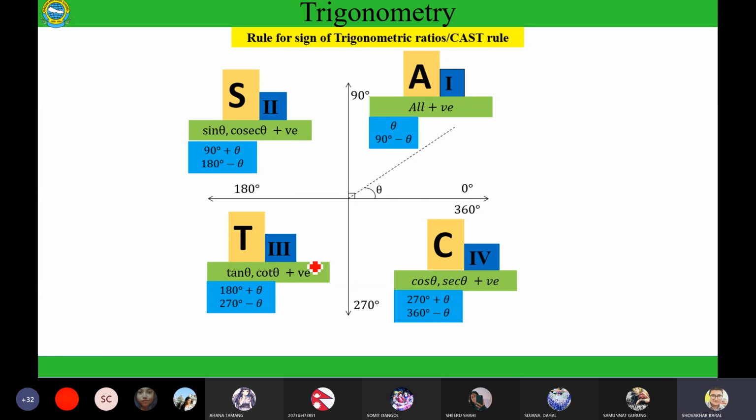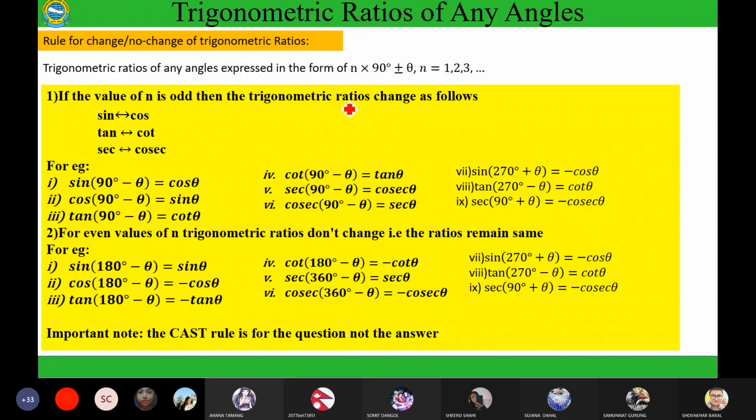It means that the other ratios will be negative in the respective quadrants. Cos, sec, tan and cot will be negative in the second quadrant. Sin, cos, sec and cosec will be negative in the third quadrant, and sin, cosec, tan and cot will be negative in the fourth quadrant, while all the ratios will be positive in the first quadrant. This also we have read in the earlier class.